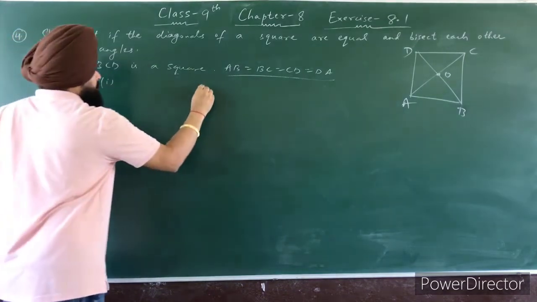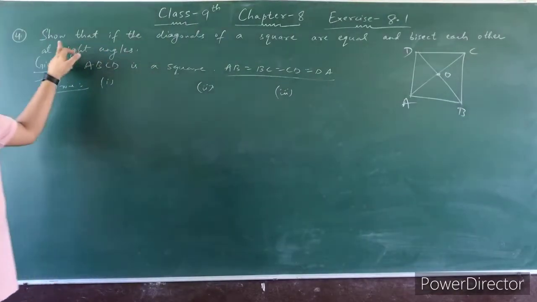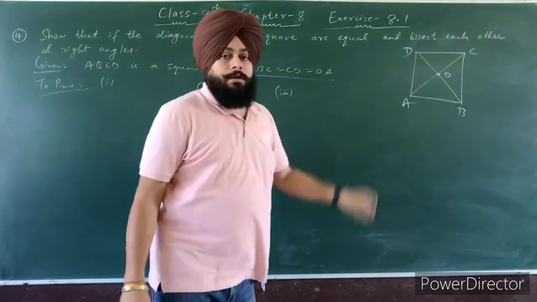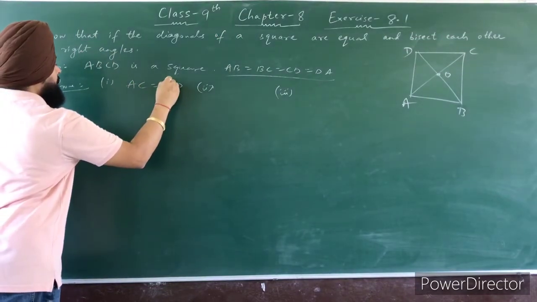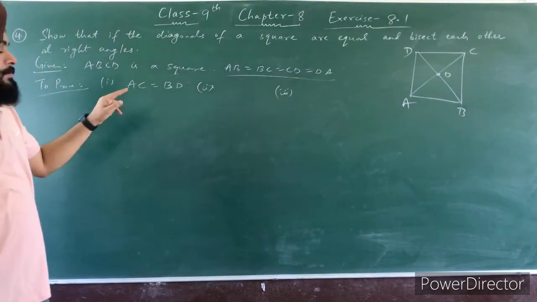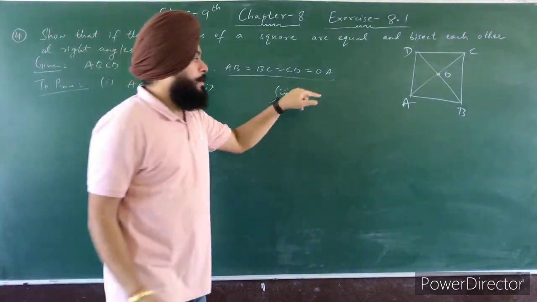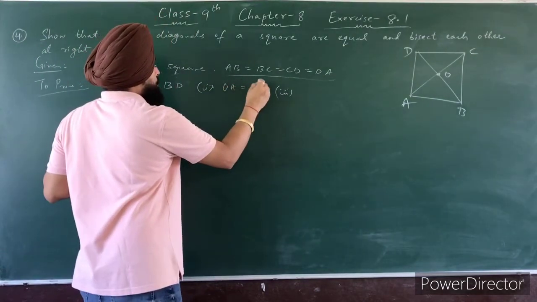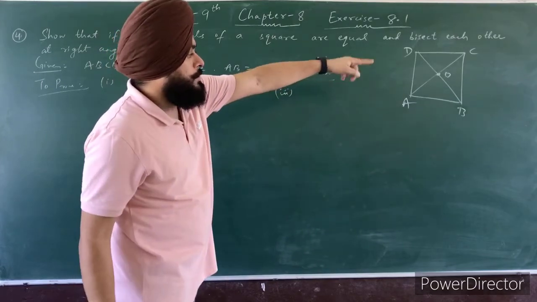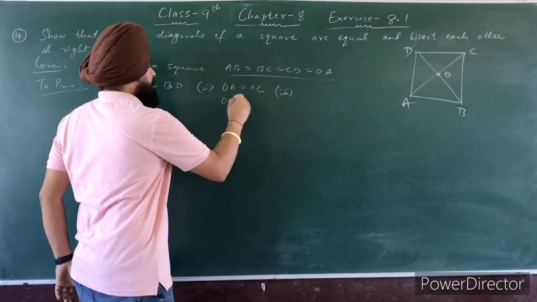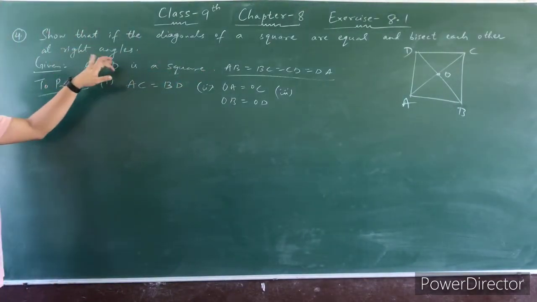there are three parts. First we have to prove diagonals of a square are equal. Diagonals AC and BD. Diagonal AC is equal to BD. This is the first part which you have to prove. Second one is diagonals bisect each other. So OA is equal to OC, diagonal AC bisects BD. That's why OA equal to OC and OB is equal to OD. This is the second part. And the third one is they bisect at right angle also.